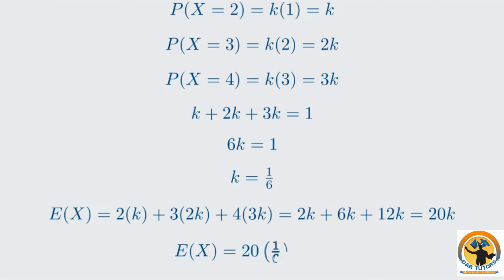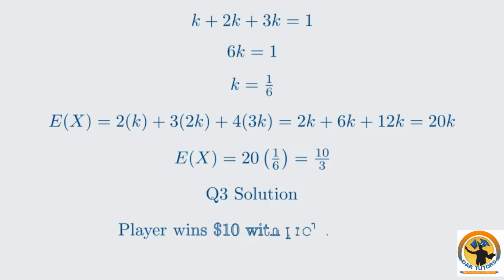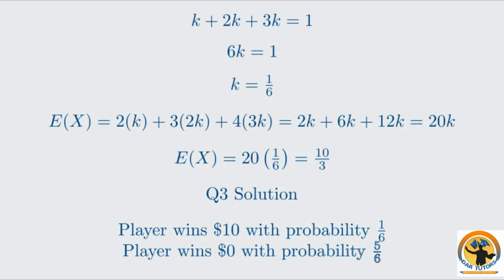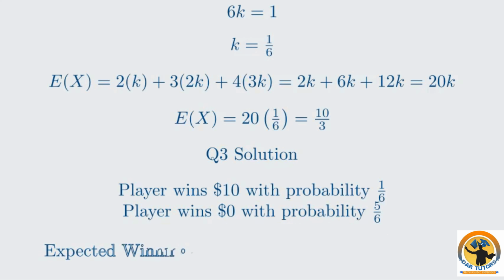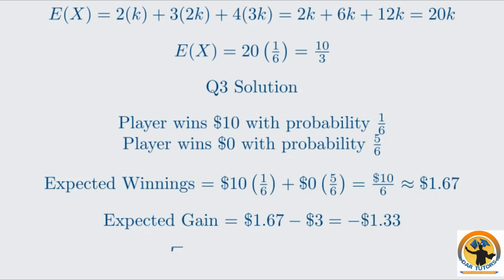For the expected value, we sum X times P and substitute K equals 1/6. This gives us 19/6. Question 3 is a fair game question. The player wins $10 with probability 1/6 and wins nothing with probability 5/6. The expected winnings are 10 times 1/6, which is 10/6, or $1.67. The expected gain is the winnings minus the $3 cost, which is negative $1.33. Since the gain is not 0, it's not a fair game.